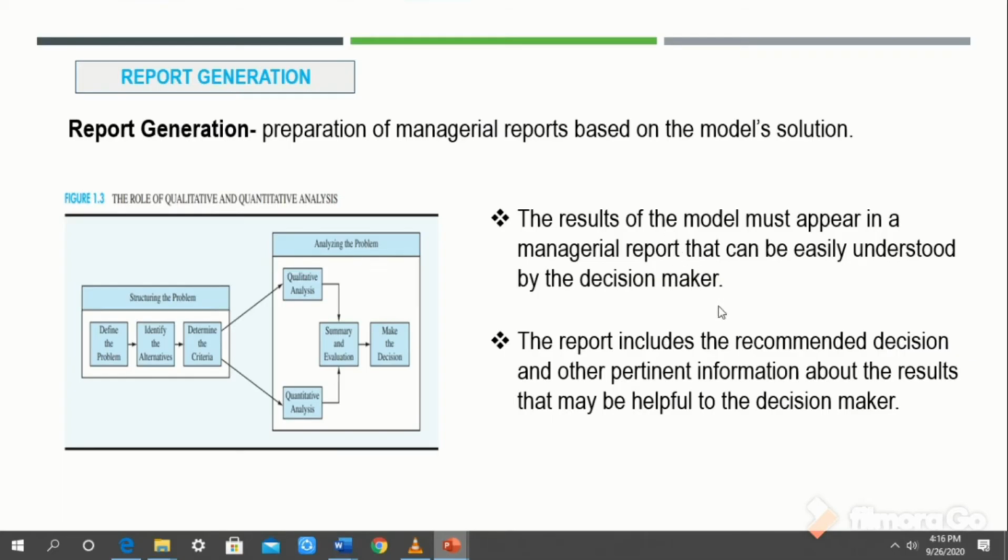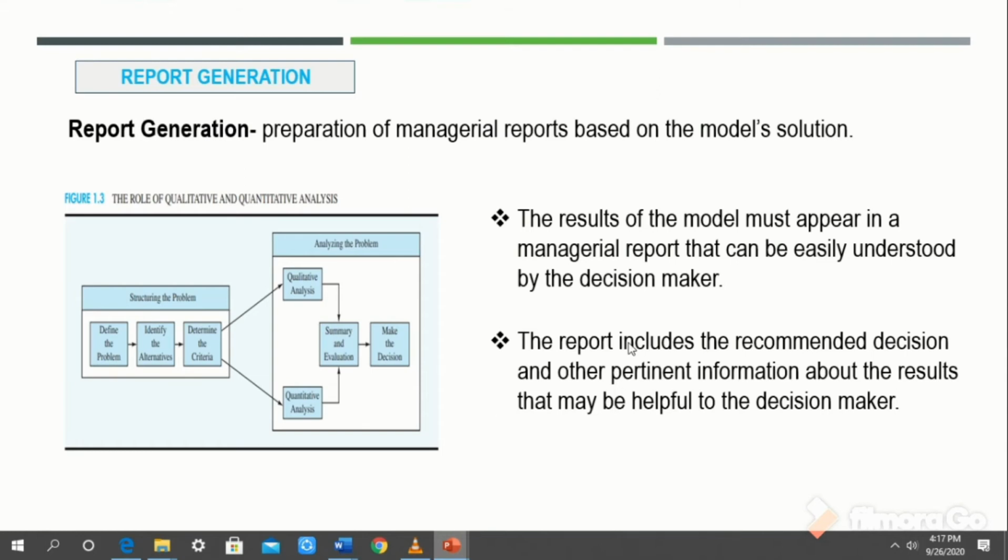So the results of your model, if correct, should appear in the managerial report. Such a report must be easily understood by the decision maker. So who are the decision makers? Probably, aside from the manager, there could be stockholders and investors. The report includes the recommended decision and other pertinent information about the results that may be helpful to the decision maker. So don't just stop at showing the solution in the managerial report.